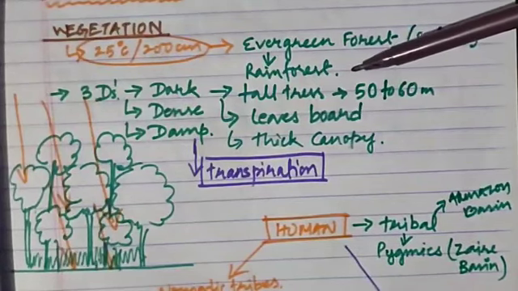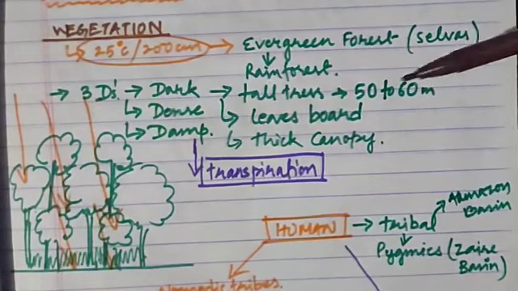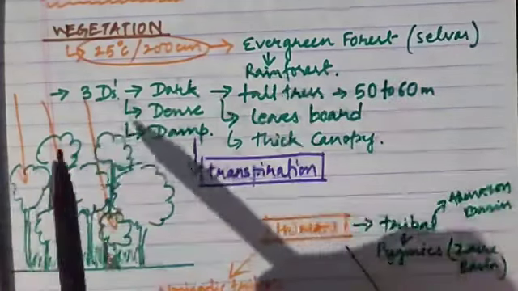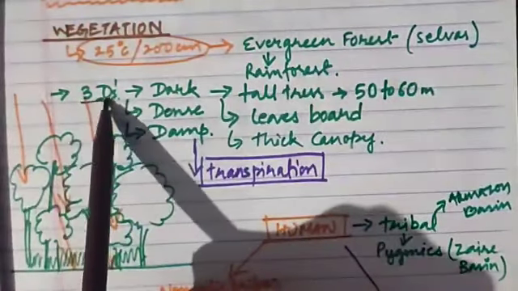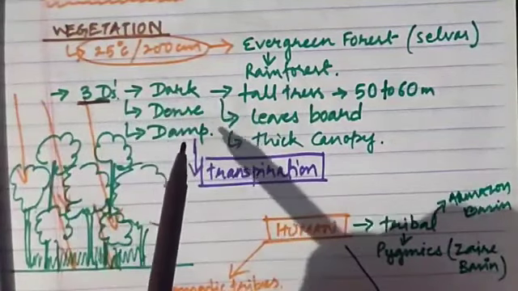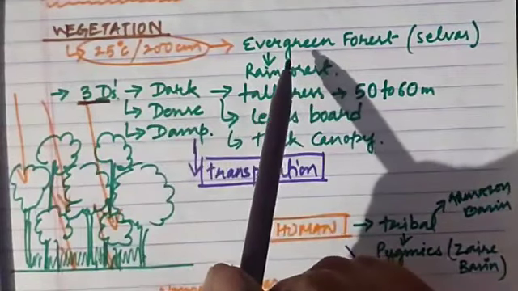So it is also termed as tropical rainforest, or it is also known as selvas. Okay, so the characteristics of the evergreen rainforest is, as you can see over here, as I've mentioned, three D's, that is dark, dense and damp. So these are the three different characteristics of the evergreen forest.